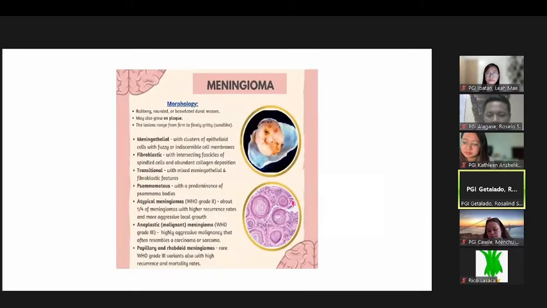For the morphology, the meningioma is a rubbery, rounded, or bosselated dural mass. They may also grow in plaque, in which the tumor spreads in a sheet-like fashion along the surface of the dura. The lesions range from firm to finely gritty or sand-like. The rubbery, rounded, or bosselated dural mass can be seen in the first photo.